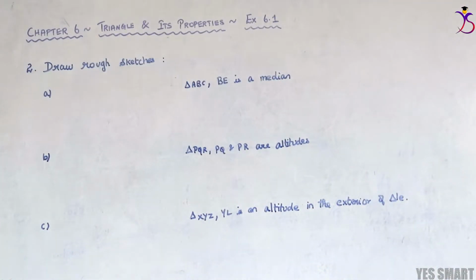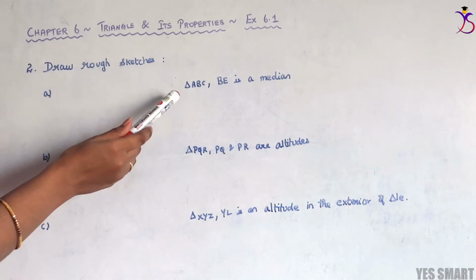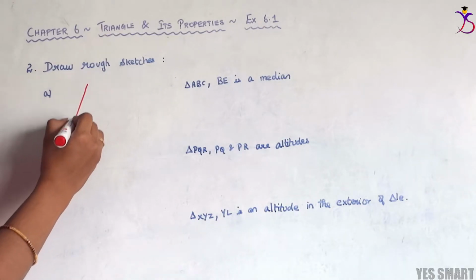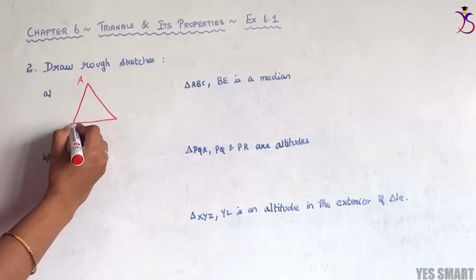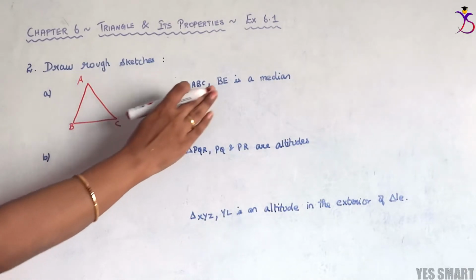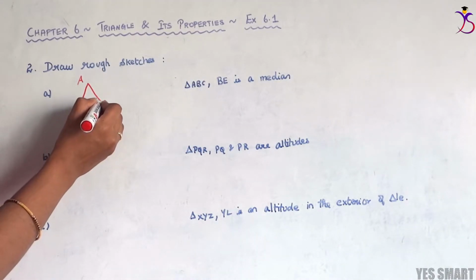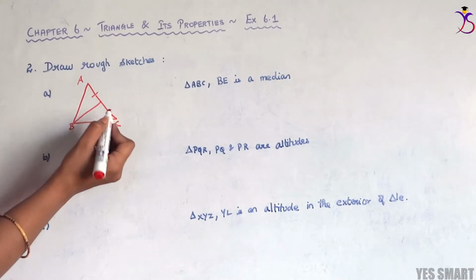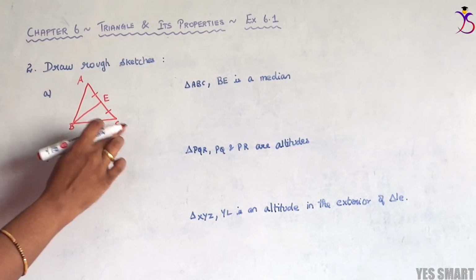Second sum. Draw rough sketches. They have asked us to draw a few rough sketches for three different subdivisions. First one, in triangle ABC, BE is a median. So let's draw a triangle ABC. A, B, C. BE should be the median. We know that a median is a line from the vertex of the triangle to the opposite side, bisecting it. Therefore, this BE bisects the side AC. Hence, AE is equal to EC. Hence, we have drawn the required diagram.